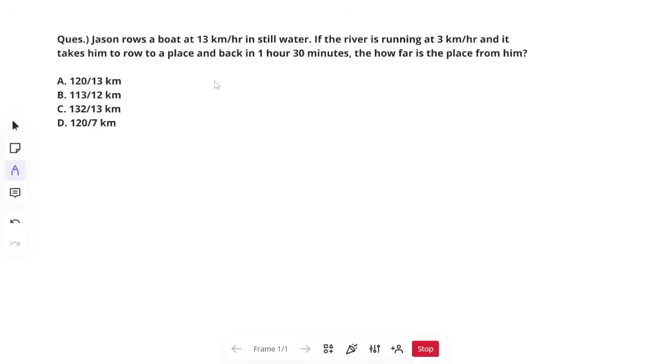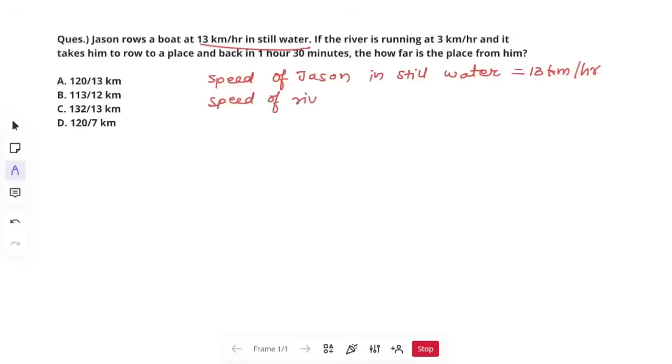First of all, let us note down the data that is given to us. Initially what is given to us is the speed of Jason in still water. It is given as 13 km/h, right? If you see in statement number 1, Jason rows a boat at 13 km/h in still water. This was the data given to us. The next data given to us is the speed of the river current. The current speed of the river is 3 km/h.